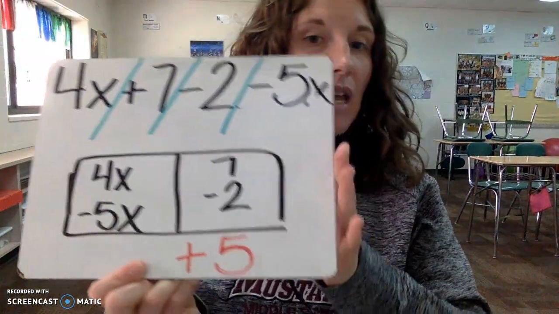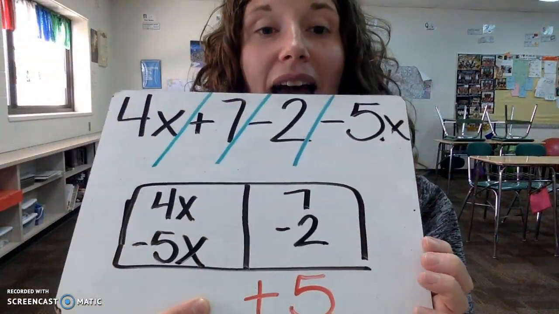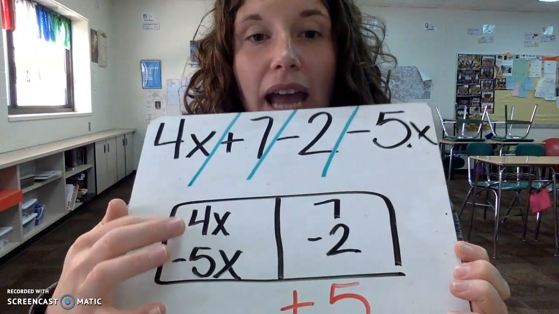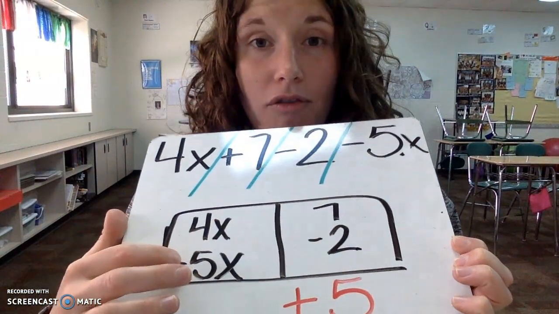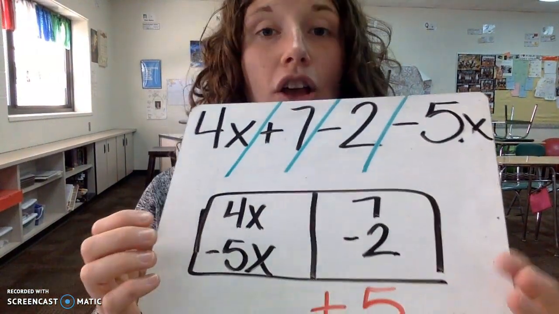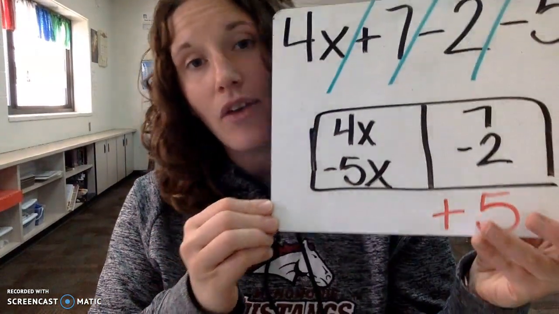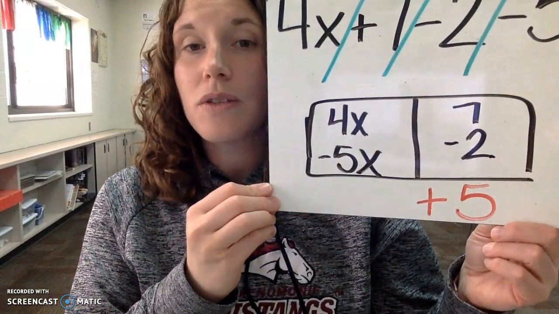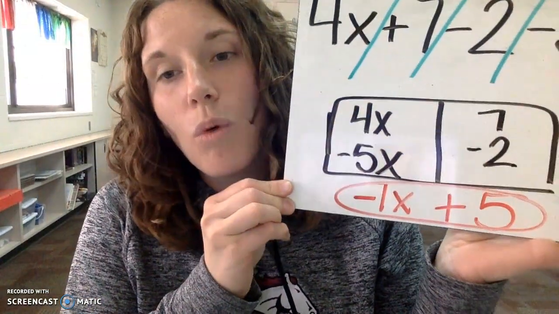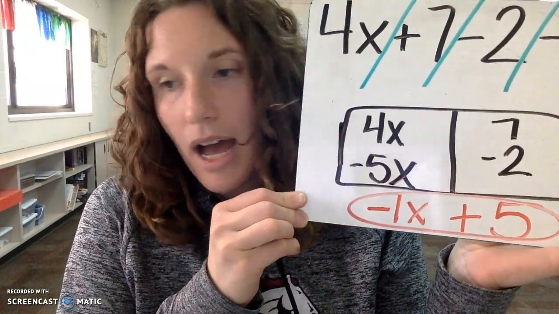So we were here, and we had said that we have a +4 and a -5. So we said we have more negatives. So I know my answer is going to be negative. And I would say, how many more negatives do I have? I've got one more. So a -1x. And if you remember, you can just write -x. But a -1x is totally fine. So our answer here is -1x plus 5 together.